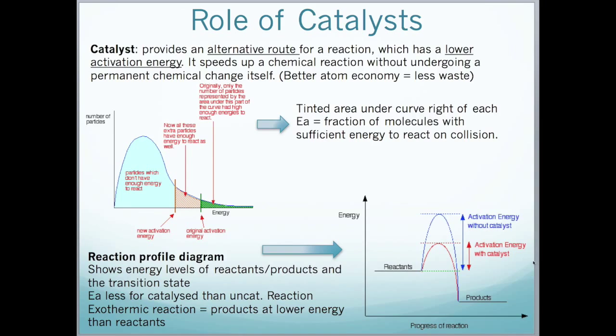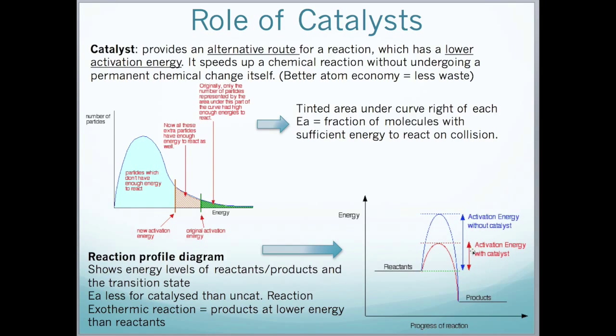We can see we are starting off with the reactants here, and the products are lower down because we have an exothermic reaction in this case. We have two activation energies. The blue arrow represents the activation energy without a catalyst, so we can see the barrier is a lot higher than the barrier represented by the red arrow, which is the activation energy with the catalyst.